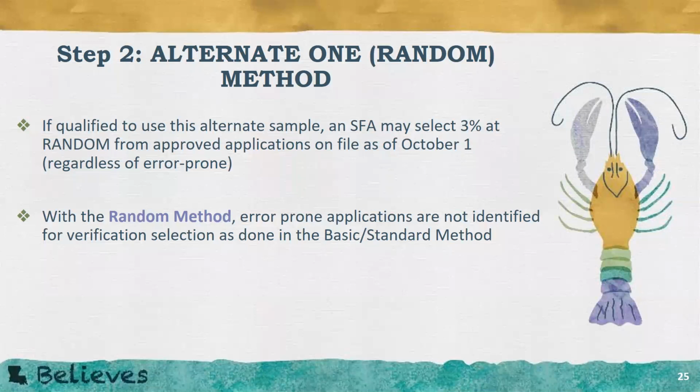With the random method, error-prone applications are not identified for verification selection as done in the basic or standard method.